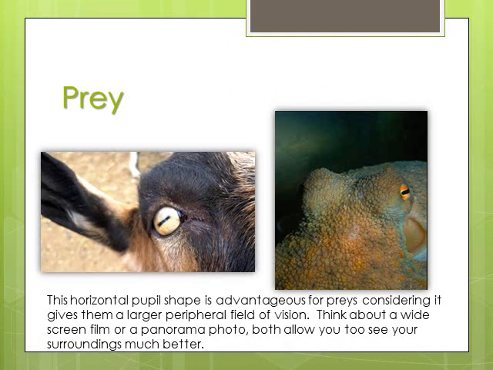Here are some examples of prey pupil shape. A commonly seen horizontal pupil shape found here in Oklahoma is the goat. Also, the octopus can be a prey. As we discussed earlier, having eyes oriented on the side of the head allows you to have a better peripheral vision. This is also true for horizontally shaped pupils. This works much like a widescreen film or a panorama photo.